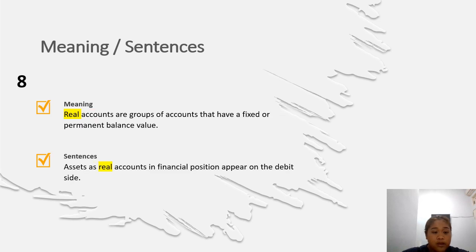Next, number 8. Real account or groups of accounts that have a fixed or permanent balance value. Sentences: such as real account in financial position appear on the debit side.